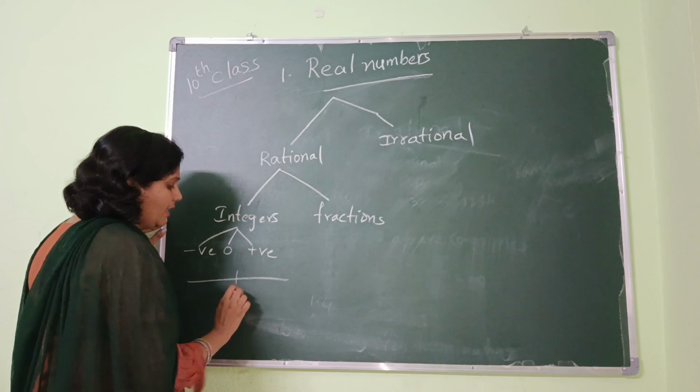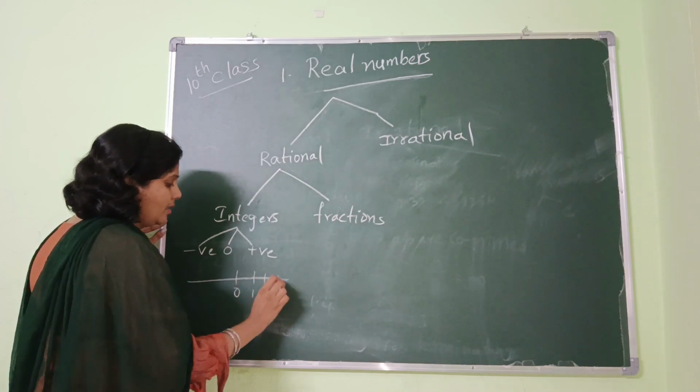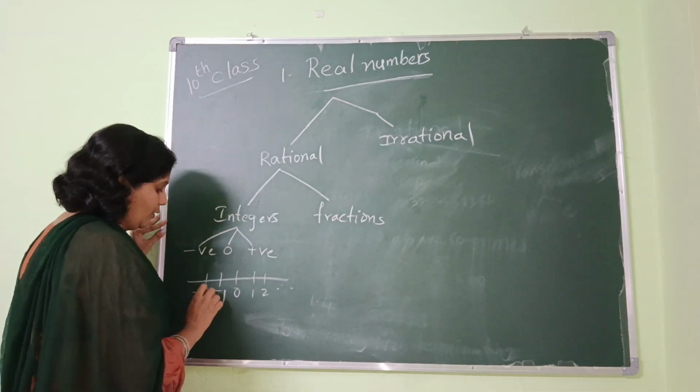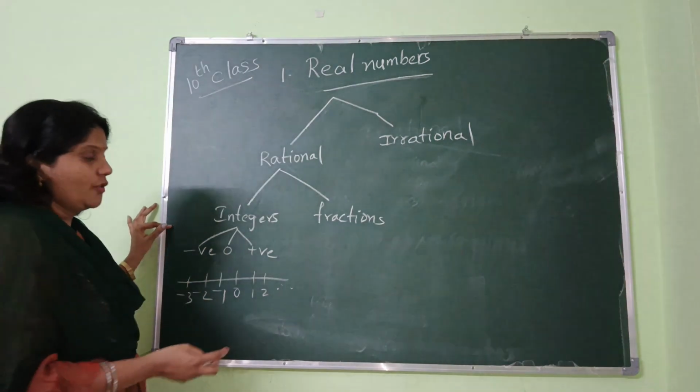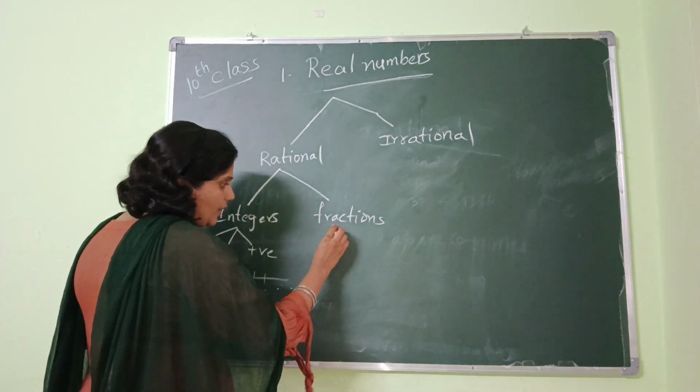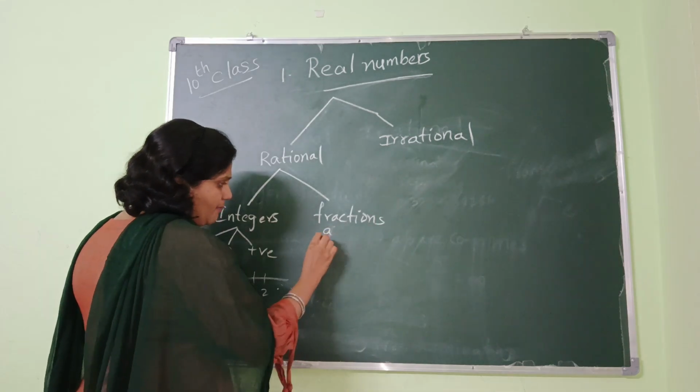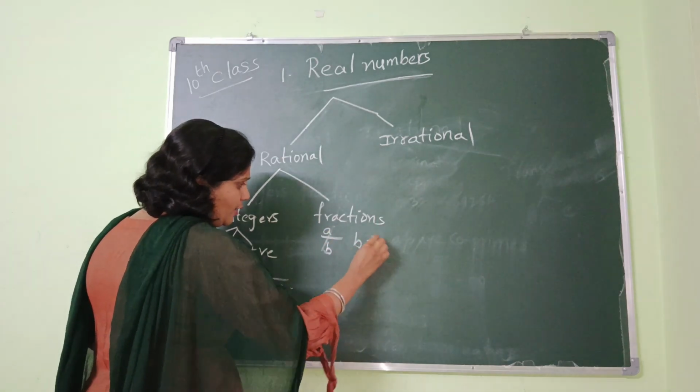So let's draw the number line. Positive numbers, and so on, negative numbers, 0. Okay. So what do you mean by fractions? How will the fraction look like? The fraction will look like a by b, where b is not equal to 0.